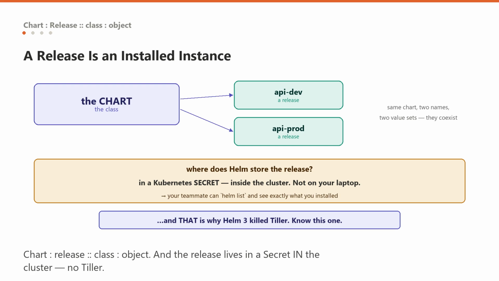3. This is why Helm 3 has no Tiller. Helm 2 ran a privileged server-side component called Tiller that was a notorious security problem. Helm 3 killed it and just uses your kubectl and a secret. If an interviewer asks what changed in Helm 3, that is the answer.